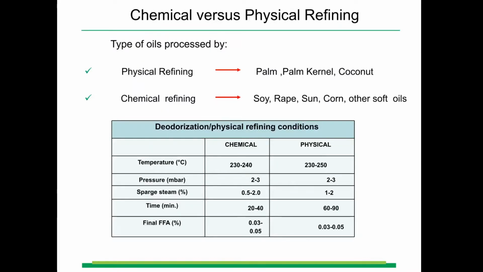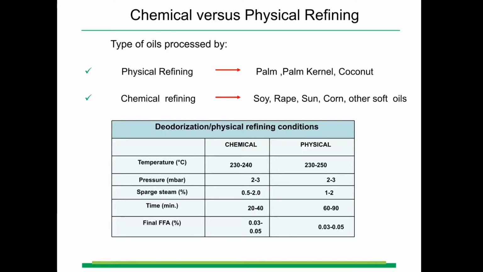Oils like palm oil, palm kernel, and coconut are usually refined by physical refining, which basically means removing the free fatty acids in the deodorizer. This is due to the fact that the free fatty acid content of these oils is relatively high and it is more economical to remove the free fatty acids by distillation. Oils like soybean, canola, sunflower, corn, on the other hand, have a lower content of free fatty acids, and they can be more economically refined using caustic refining.